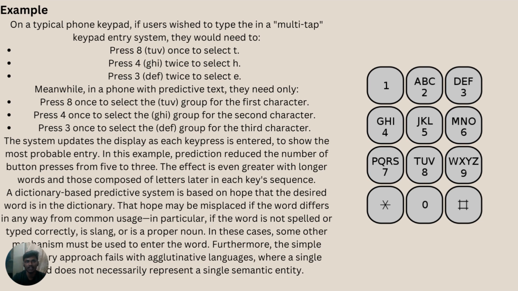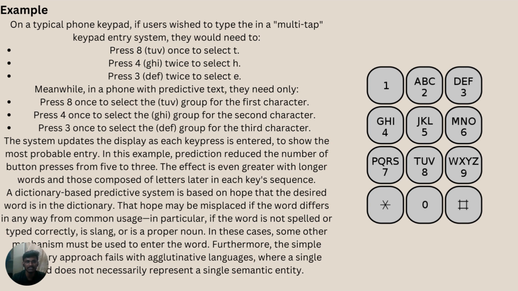Let's take an example. On a typical phone keypad, if a user wishes to type in the multi-tap keypad entry system, they would need to press 8 TUV once to select T. Then press 4 GHI twice to select H, and press 3 DEF twice to select E. Meanwhile, in a phone with predictive text, they need only press 8 once to select the TUV group for the first character, press 4 once to select the GHI group for the second character, and press 3 once to select the DEF group for the third character.